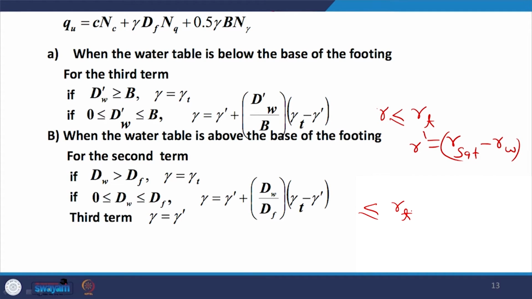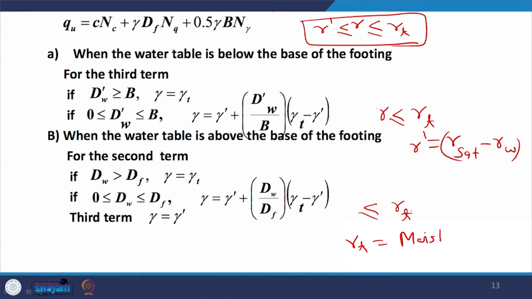So, in all these second and third terms, gamma's maximum value may be gamma t and its minimum value is gamma submerged. So, gamma in these two terms will be greater than gamma submerged and less than gamma t, or at the most equal. So, the value of gamma used in this term should lie between gamma submerged and gamma t, where gamma t is nothing but the moist unit weight or bulk unit weight. Okay. So, using this moist or bulk unit weight, this says how to apply the correction for water table in the exact sense.